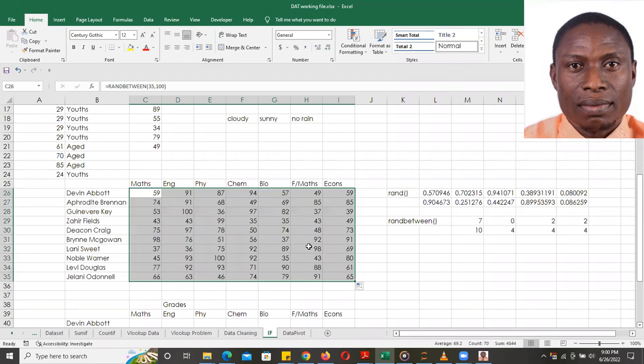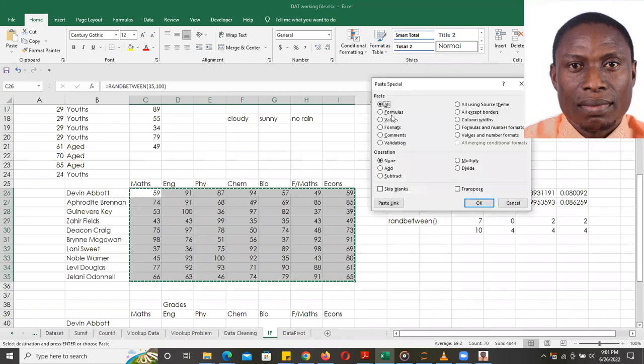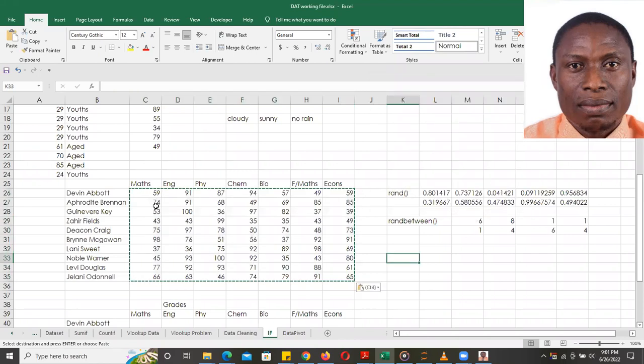So I'll use paste special, because if I do not do that, each time I refresh this page, each time I click my sheet, the number keeps changing. So I don't want it to change. So I'm copying it and I'm using paste special, just the values. So I've done that. So these guys, they won't change again. If you notice, there's no function in there again. Okay, good.